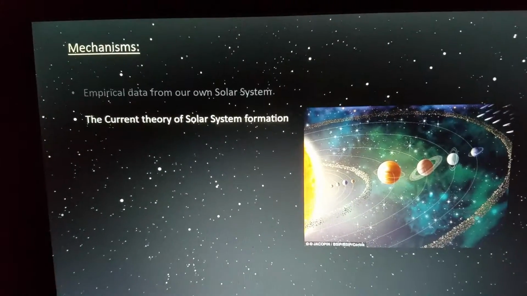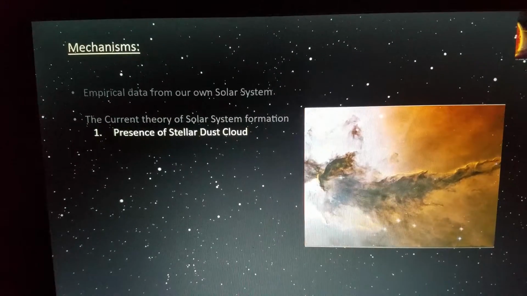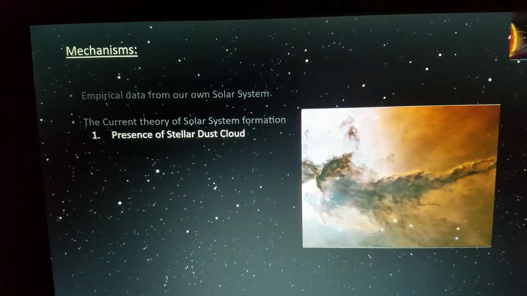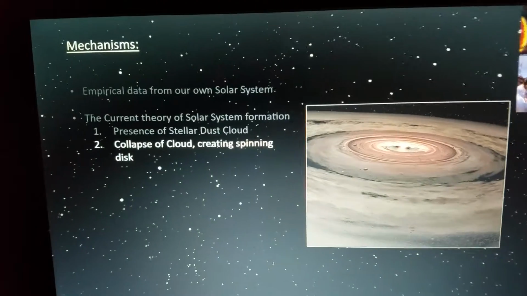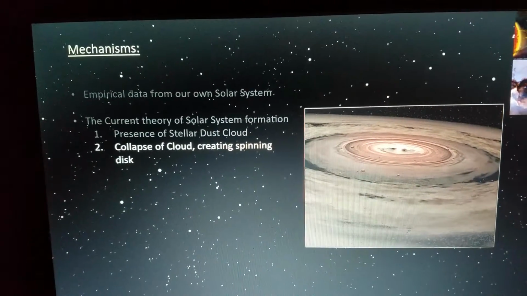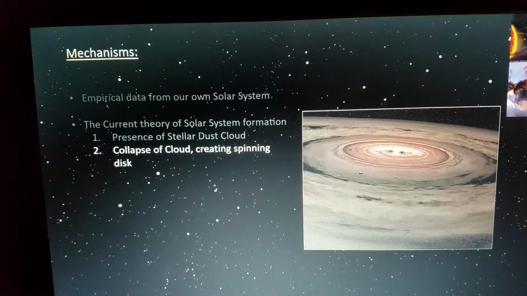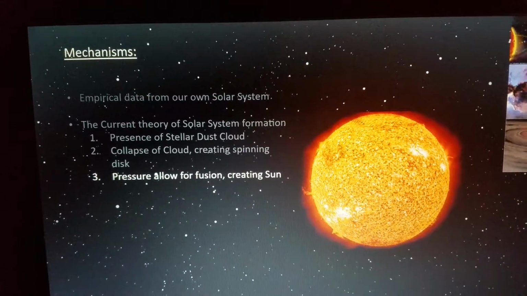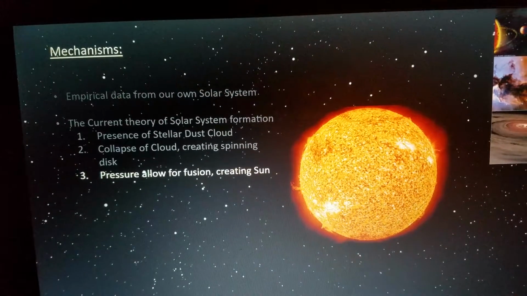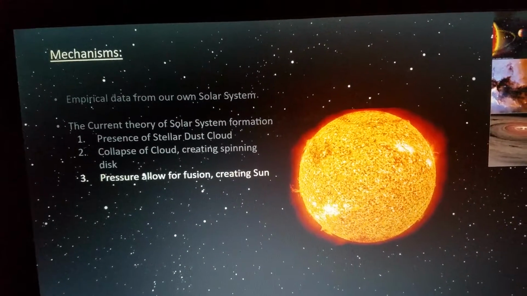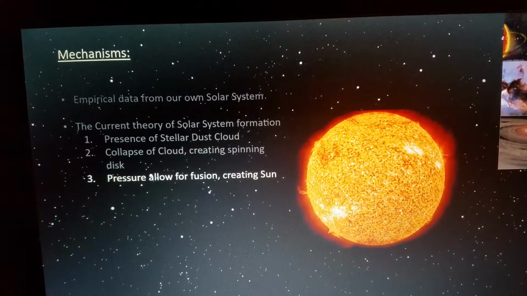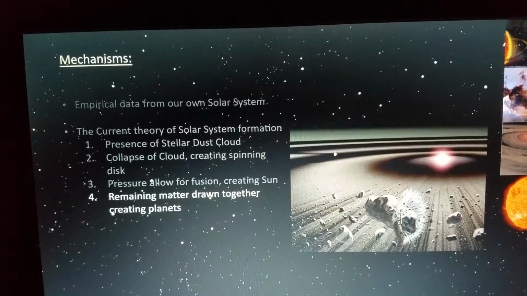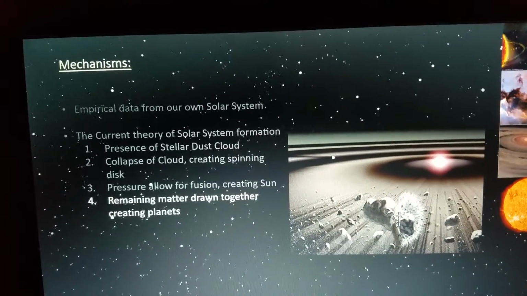solar system formed, which is the nebula hypothesis, which is there was a presence of stellar dust and cloud and matter just floating in space until the cloud collapsed, caused by external forces. This created a spinning disk, which is the spin we see today in our system. The pressure coming from the spinning allowed for fusion, and thus creating the sun, with the process of hydrogen going to helium. And the remaining matter was clumped together to form planetesimals, and thus the planets we know today.